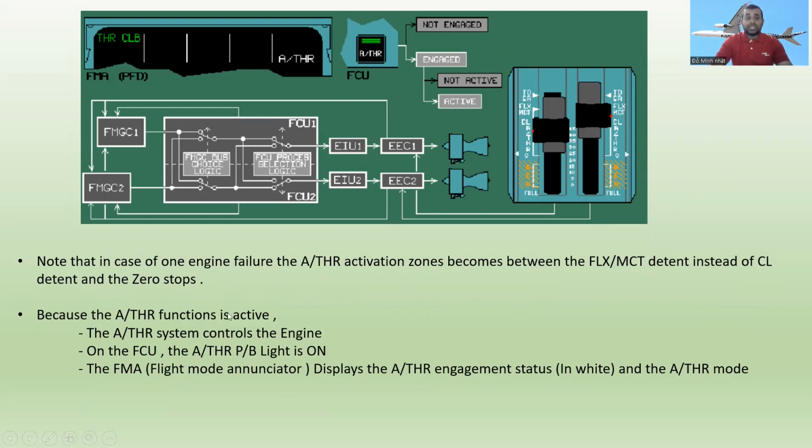Because the autothrust function is active, the autothrust system controls the engine, and on the flight control unit, the autothrust push button light is on. The flight mode annunciator displays the autothrust engagement status in white, and the autothrust mode.